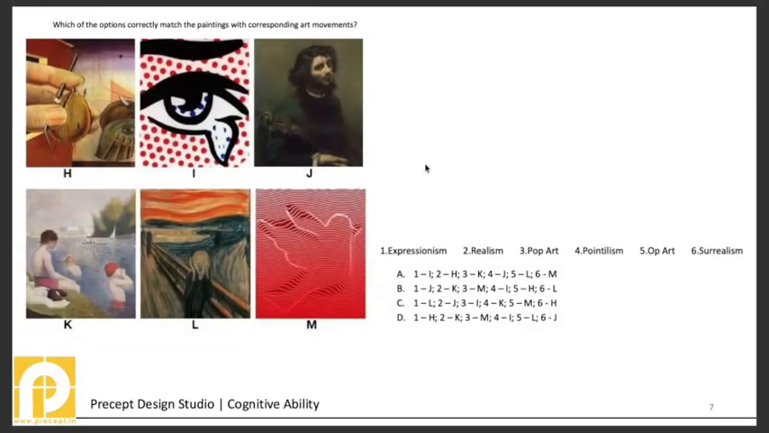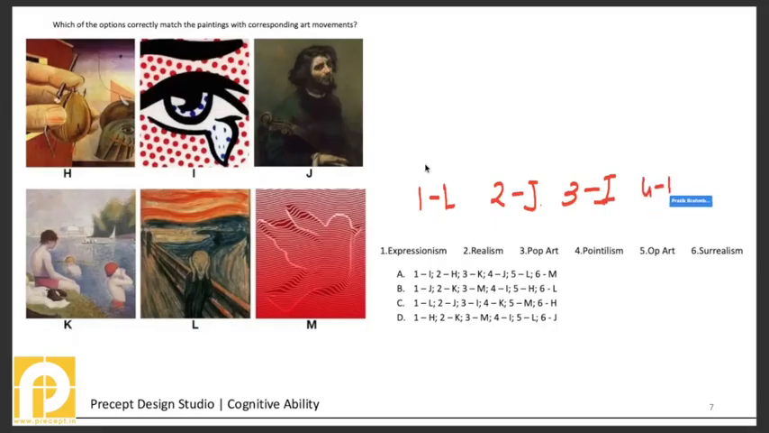Which of the options correctly match the paintings with corresponding art movements? You have to match a painting with a corresponding art movement. All right. So first is expressionism. Expressionism will be L. So 1 is L. Realism, 2, will be J. Pop art. Pop art is I. 3 is I.